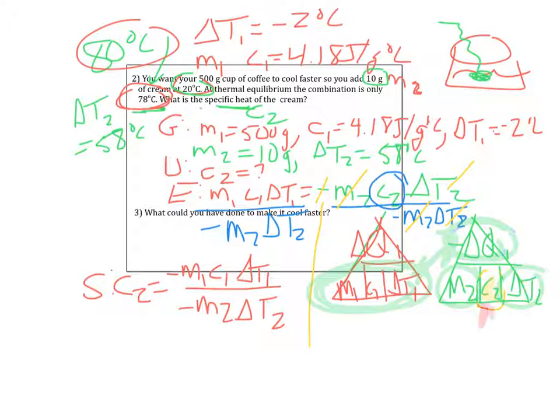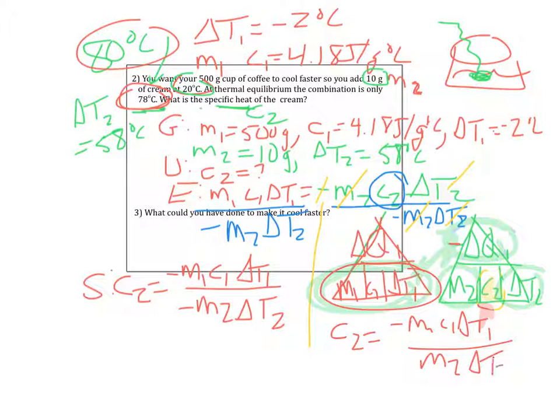So what I end up with is exactly the same thing. I end up with C2, and then all I wrote here, the negative because there's a negative sign there, M1 C1 delta T1, and then everything at the bottom of the triangle, M2 delta T2. So either way, I end up with the same thing, right? I know, a lot of math, but it's really not that bad. So we've got our G, U, E, S. Now we need our last S, so we end up with the same equation. So we need to plug in our numbers.